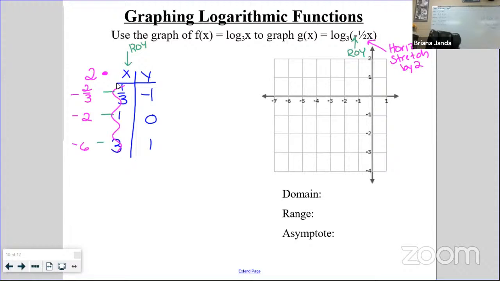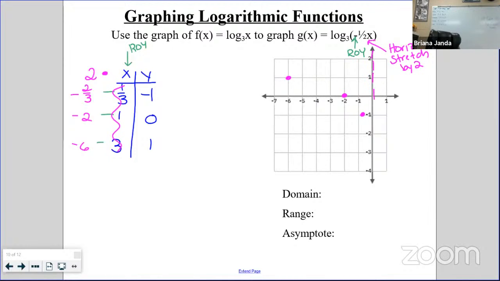So now I'm gonna go put those dots in my picture. Negative 2/3, comma, -1. Negative 2/3 moves left 2/3 down 1. -2, comma, 0. And then -6, comma, 1. It got stretched wider and flipped over our y-axis, right? So did my asymptote move? No, I did not say the words right or left, did I?